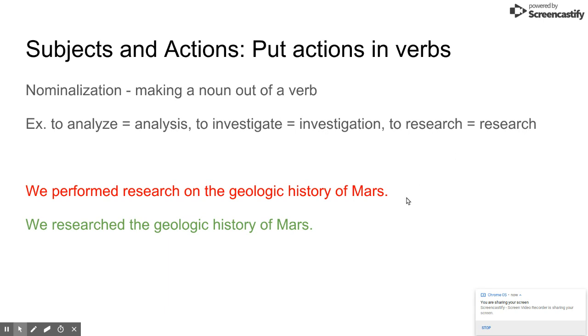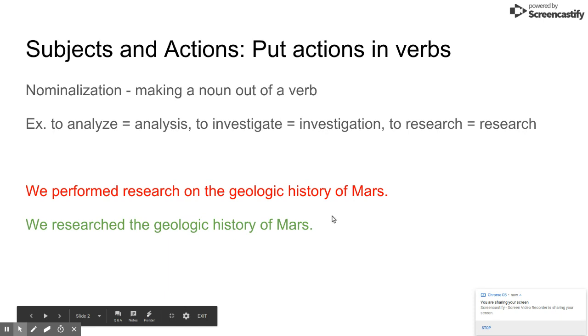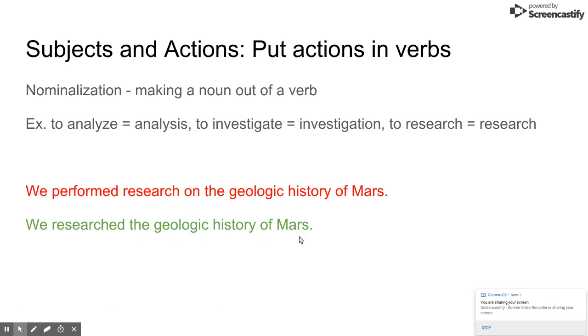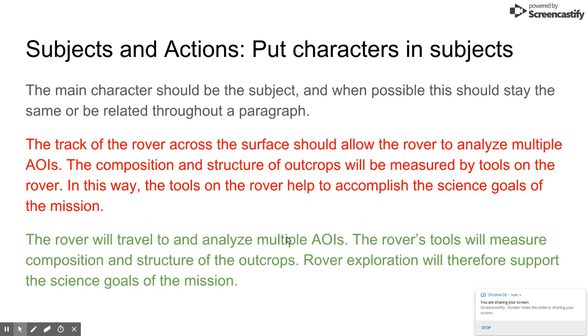So throughout this video, you'll see red examples and green examples. Sorry for those of you who are red-green colorblind. And the red examples are the bad ones, and the green examples are the good ones. So we performed research on the geologic history of Mars. Much easier to just say, we researched the geologic history of Mars. It's shorter. You're not making a nominalization out of research. This is the better choice.